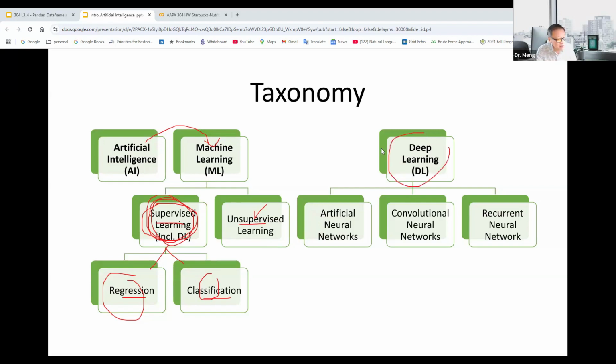So as we said, deep learning is a kind of machine learning, right? So in deep learning, yes, since deep learning is machine learning, we can perform supervised learning. We can perform regression and classification using deep learning, right? And what is deep learning involved with? Neural networks. So we're going to talk about artificial neural networks, convolutional neural networks, and recurrent neural networks. We're going to talk about all these in next lessons. So today we're going to focus on the first one, all right?